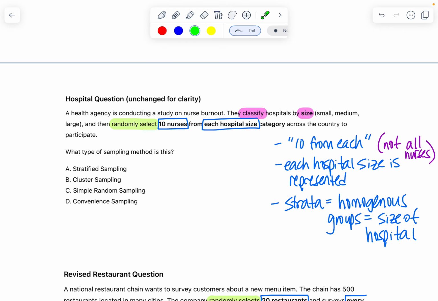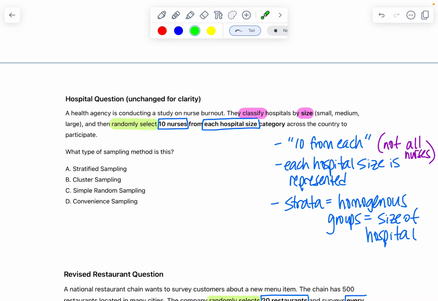So here's one. A health agency is conducting a study on nurse burnout. Maybe a lot of you are interested in medicine, hospitals, or nursing, okay? They classify the hospitals by size. So apparently they classify hospitals into 3 different sizes: small, medium, and large. Do you see our homogeneous groups here? Some of the hospitals are considered small. They form a group. Some of the hospitals are considered medium. They form a group. And then our third group is large. And we randomly select not everybody from the hospital, but only 10 from each.